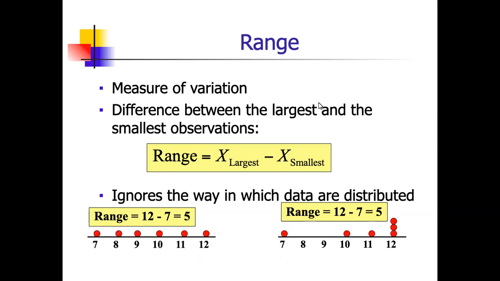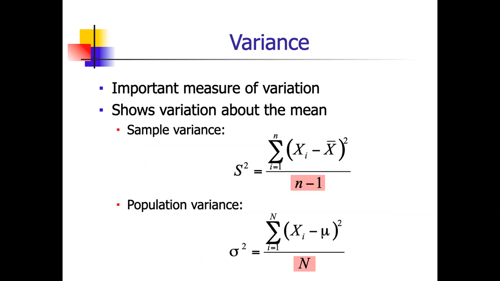Another measure of variation that we may consider is what we refer to as the variance, which is an important measure of variation because it shows the variation about the mean. Looking at the formulas here for the sample variance and the population variance, the sample variance, S squared, is given by the summation of the square of the differences between the mean and the given data value in our data set.